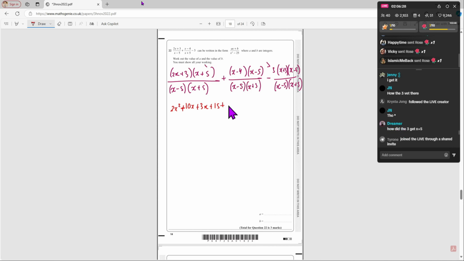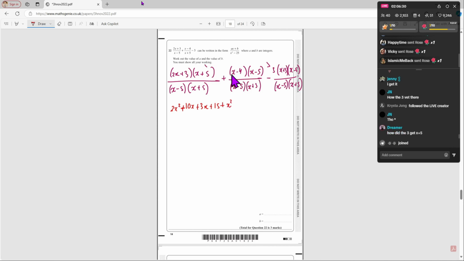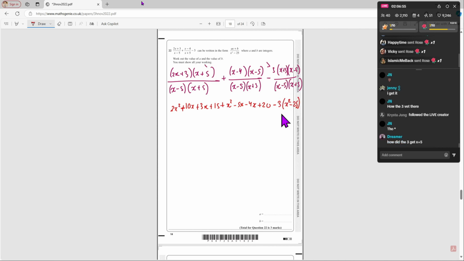It's going to be plus x times x, which is x squared. x times negative 5 is going to be minus 5x. Negative 4 times x is going to be negative 4x. Then negative 4 times negative 5 is going to be positive 20. So basically I'm combining them all together. And then it's going to be minus 3, and then in brackets x squared minus 25. So I expanded these two brackets together and put this as a ratio as I put the 3 out there.